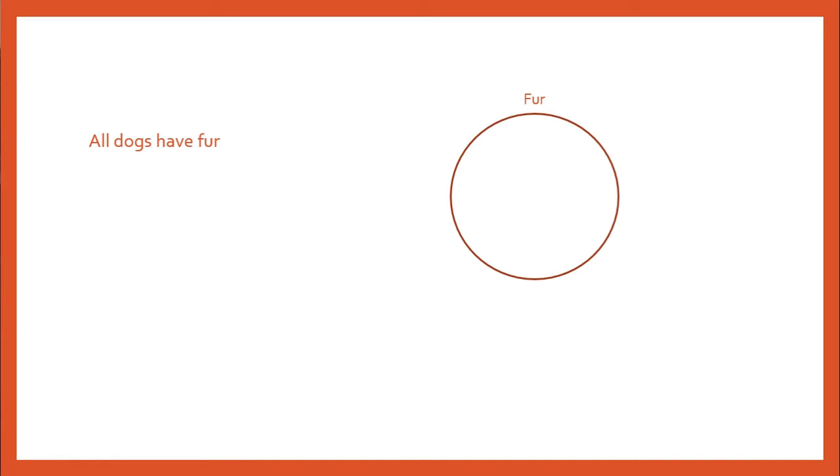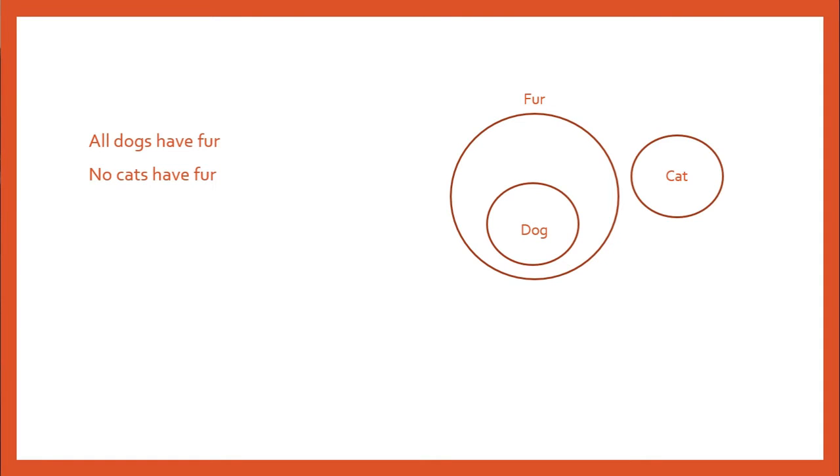Next, all dogs have fur. Again, our dogs are completely inside a fur circle, and no cats have fur. So we need the cat circle to be completely outside of the fur circle. Then the statement, no dogs are cats. It's going to be impossible for the cat circle to touch the dog circle with the cat circle outside the fur circle and the dog circle completely inside the fur circle. So this is going to be a valid syllogism.